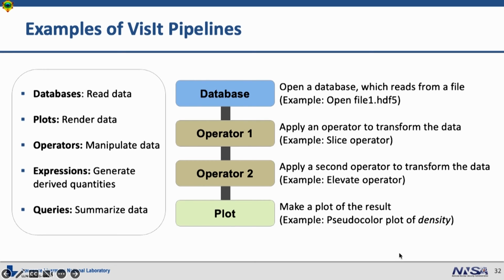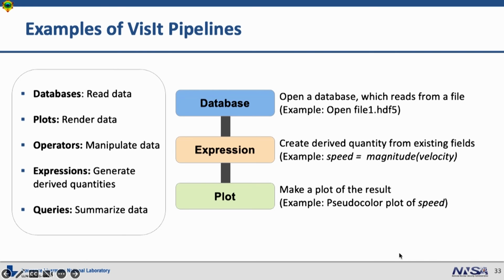You can use a lot of different operators. Say you had a slice, but now you want to turn that slice into a mountain, based on the field value that's there. You can do that with an elevate operator. So you can combine these things together, and at the end of the day, you're plotting whatever is the result of that pipeline.